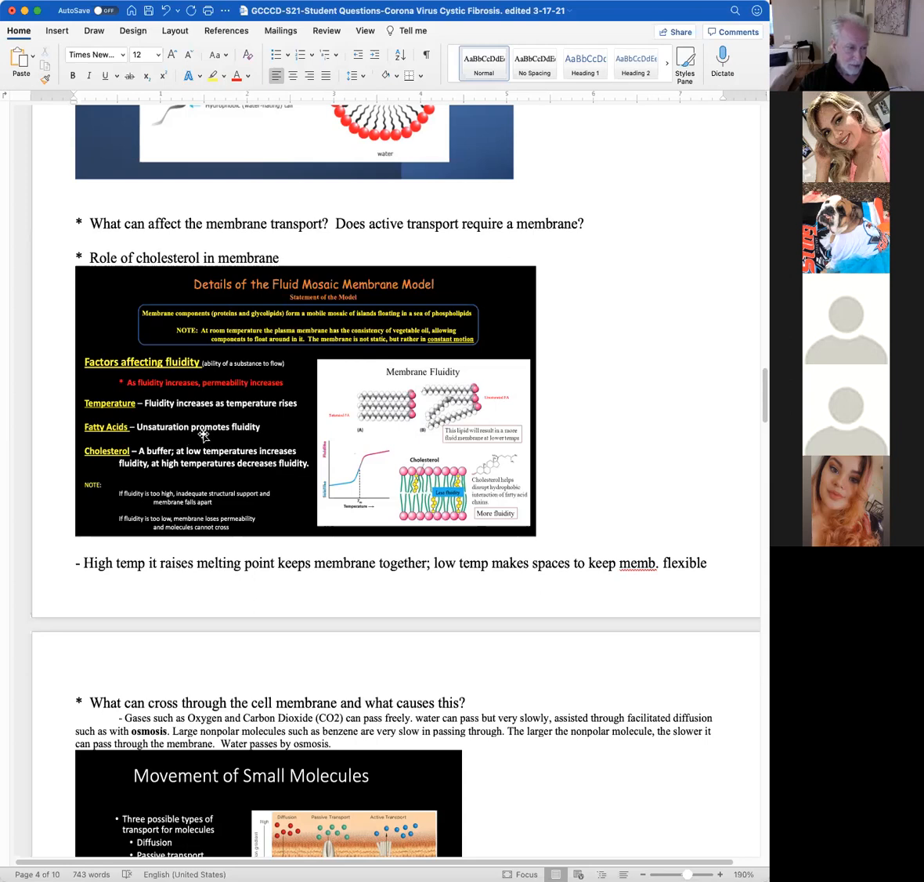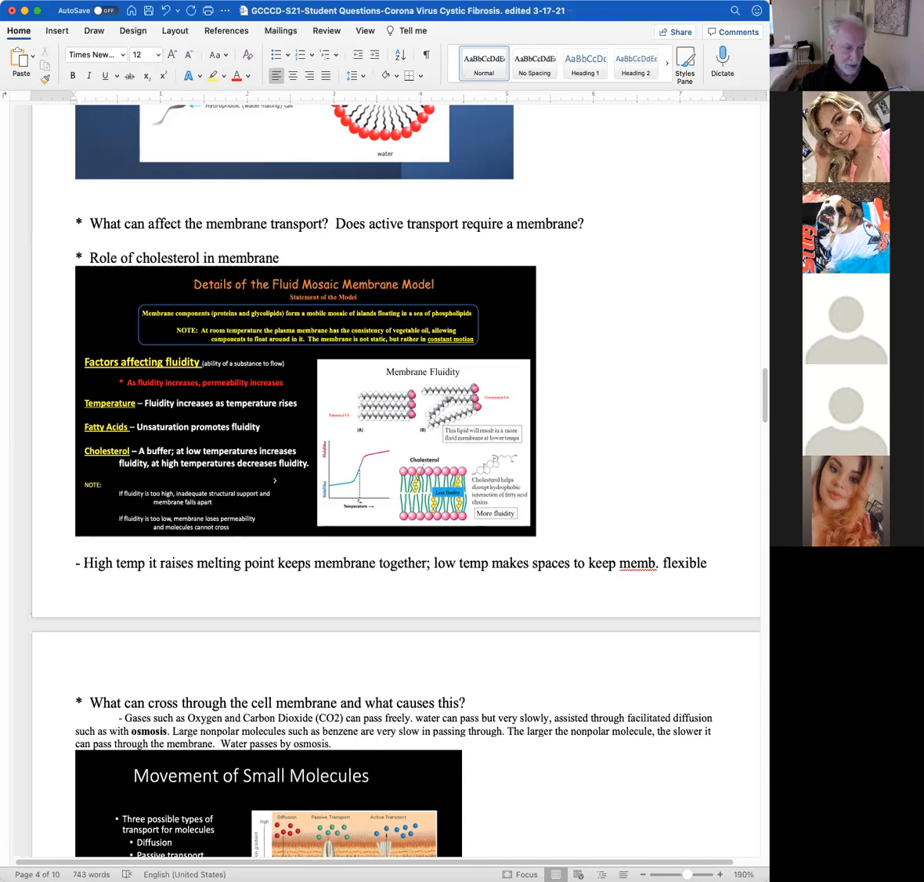Okay, so that's how the degree of unsaturation promotes fluidity. What about cholesterol? Well, cholesterol can cut both ways. It's like a buffer. It's not a buffer, but it acts like one. So at low temperatures, as the temperature goes down, fluidity decreases. Well, cholesterol mediates against that.